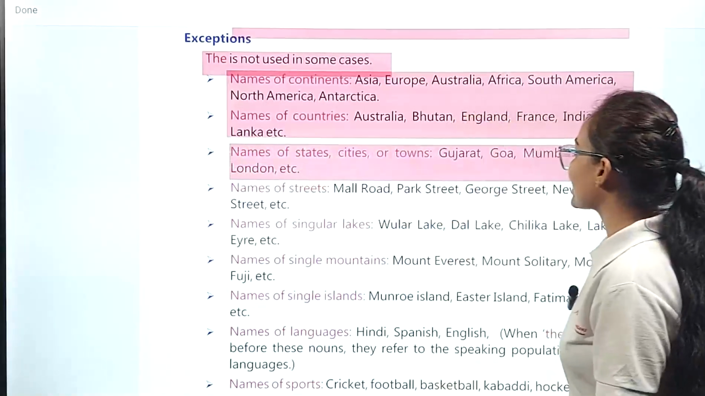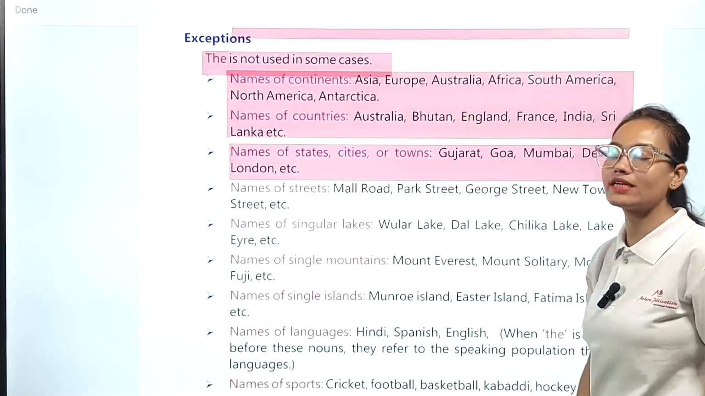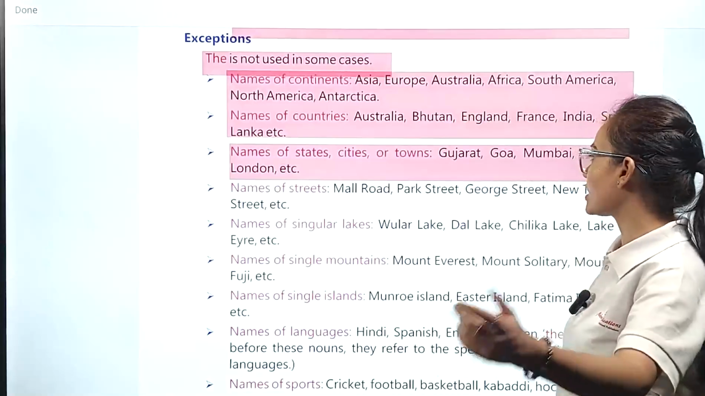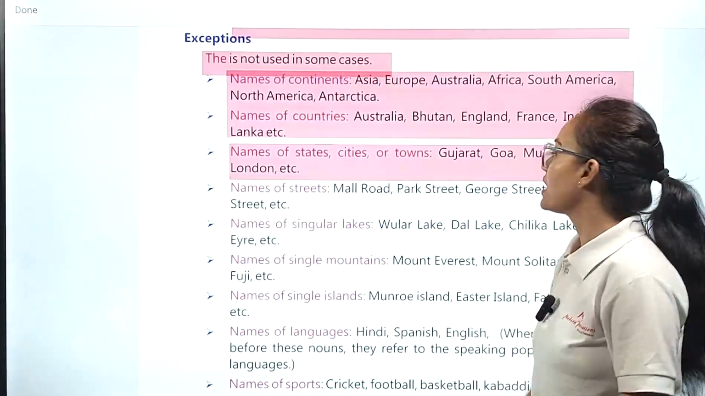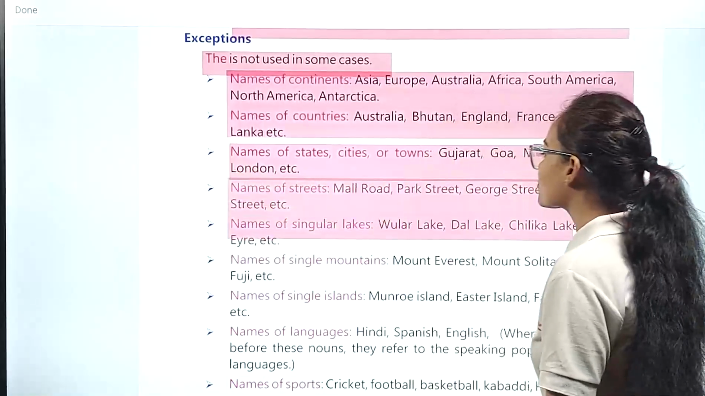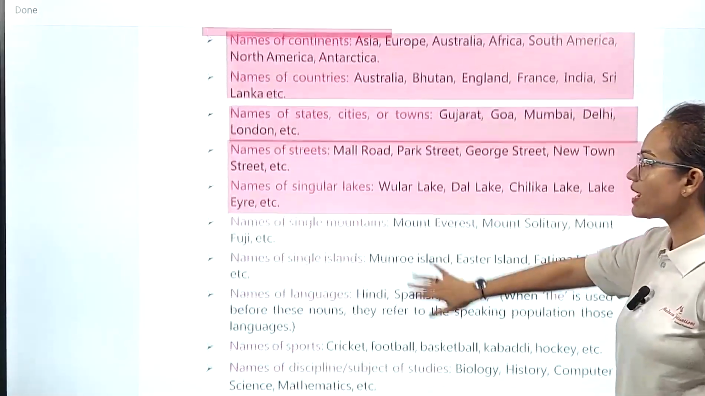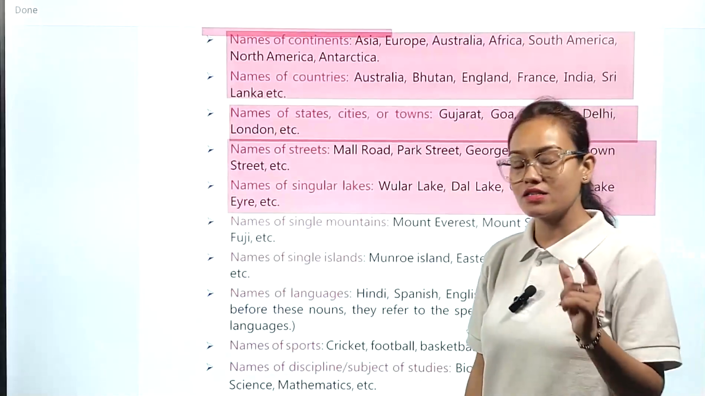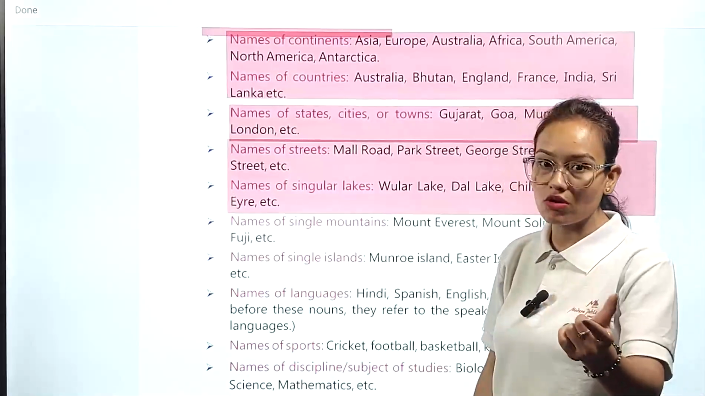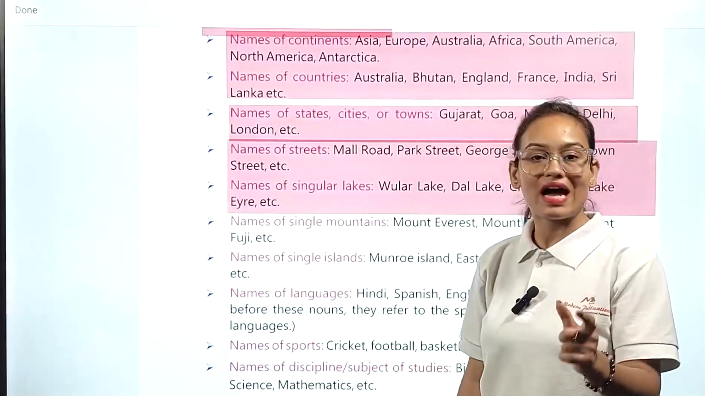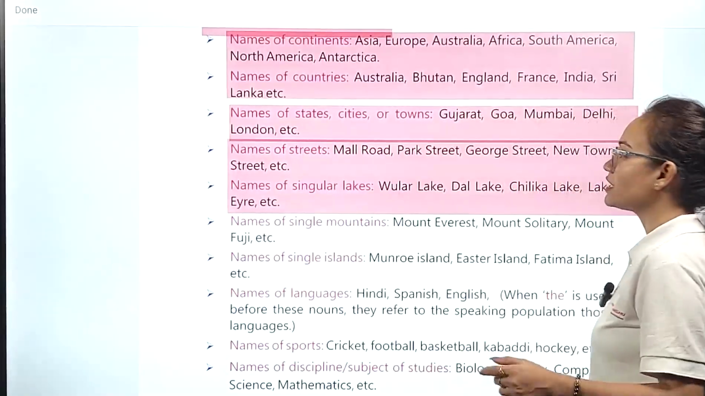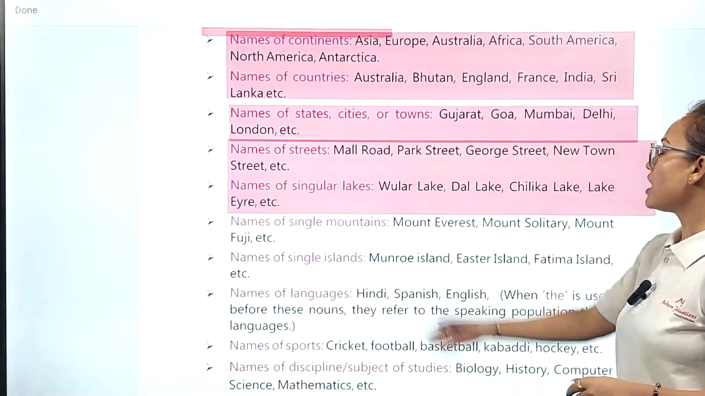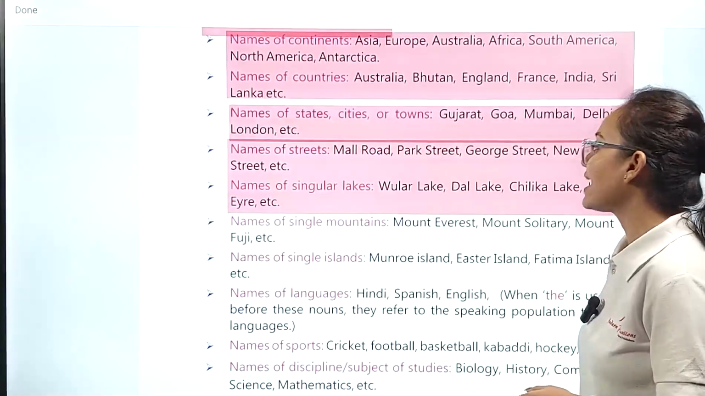Names of states, cities or towns. Whenever we are calling the name of any state, city or town, like Gujarat, Goa, Mumbai, Delhi, London, etc. Names of streets or names of singular lakes. Whenever we are naming the streets or calling the singular lakes, we are not going to add "the" in them, like Mall Road, Park Street, George Street, Newtown Street, etc. Vular Lake, Dull Lake, Chilika Lake, Lake Eyre, etc.